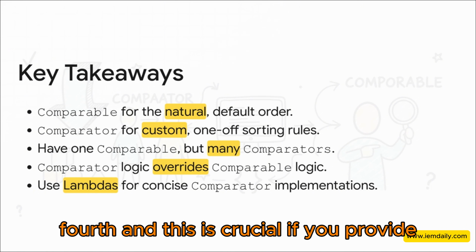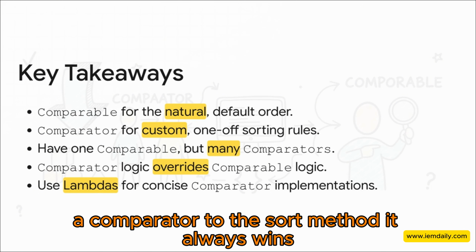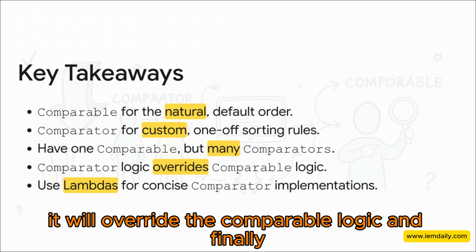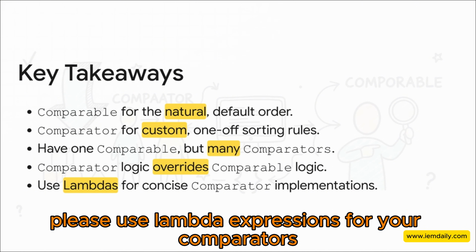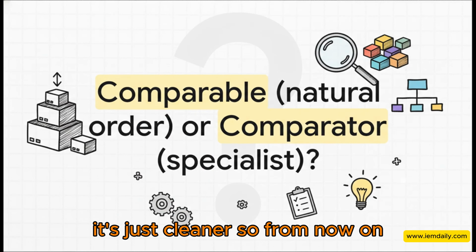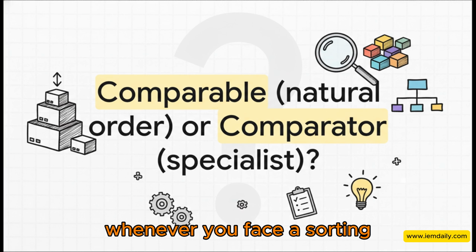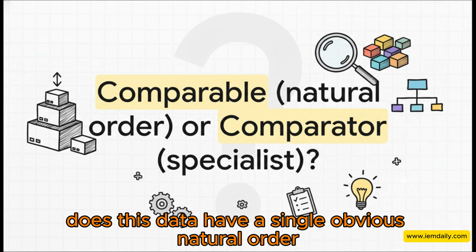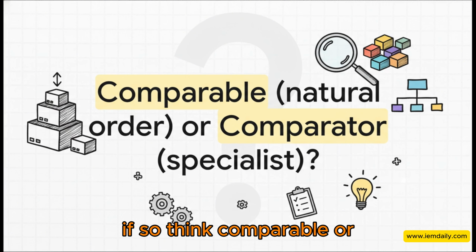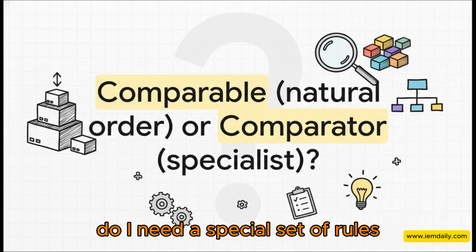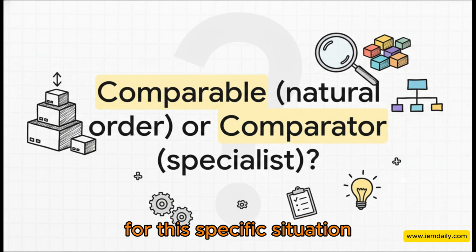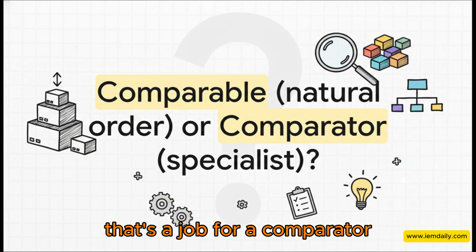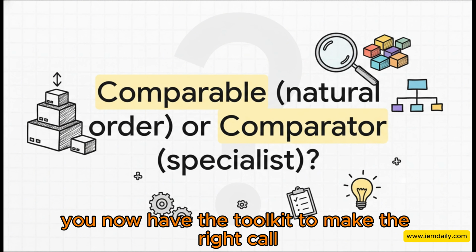Fourth, and this is crucial, if you provide a Comparator to the sort method, it always wins. It will override the Comparable logic. And finally, please use lambda expressions for your comparators. It's just cleaner. So, from now on, whenever you face a sorting challenge in your own projects, you have the right question to ask yourself. Does this data have a single, obvious, natural order? If so, think Comparable. Or, do I need a special set of rules for this specific situation? That's a job for a Comparator. You now have the toolkit to make the right call every time.